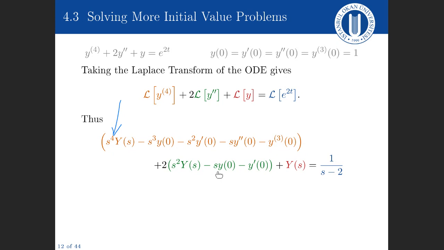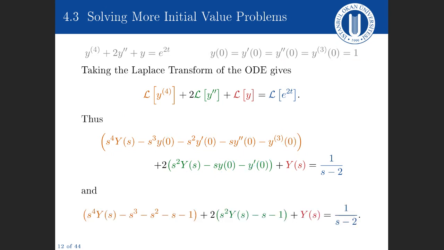For the green one, this is one we've used before: s squared capital Y minus s y of 0 minus y prime of 0. The Laplace transform of e to the power 2t is 1 over s minus 2. Now remember, the initial conditions are all 1. So we can just remove these, and this one we can write as 1. Here we go.